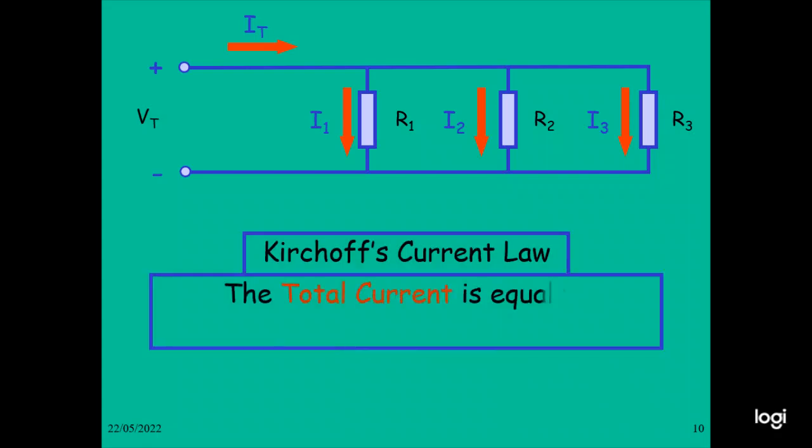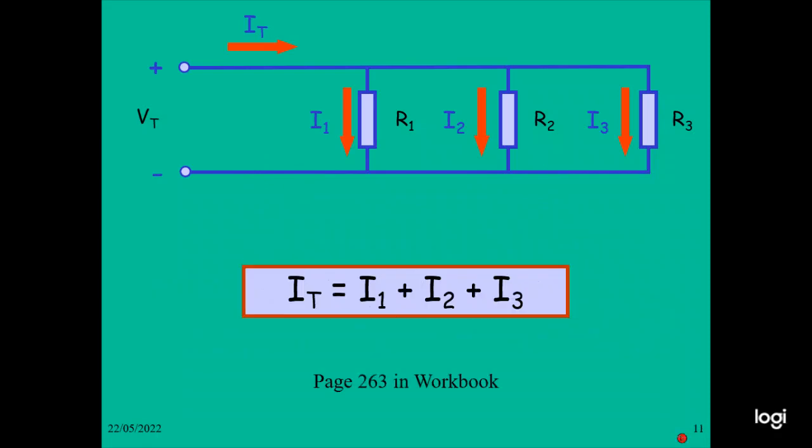We write down Kirchhoff's current law. The total current is equal to the sum of the individual currents. This is Kirchhoff's current law: ID equal to I1 plus I2 plus I3. So this is the total current equation.